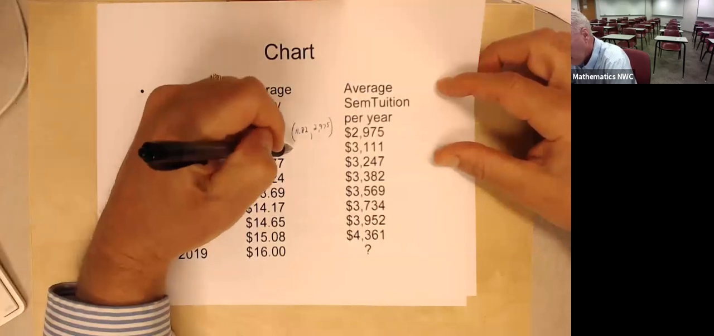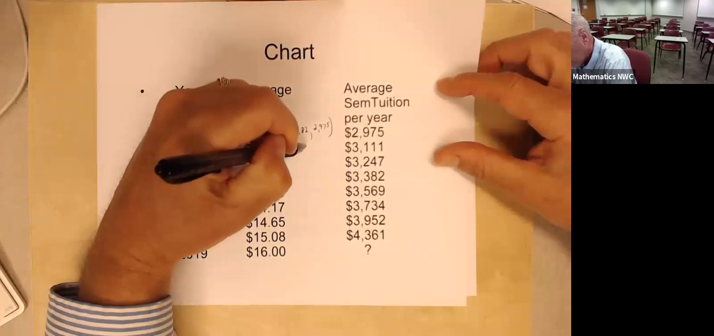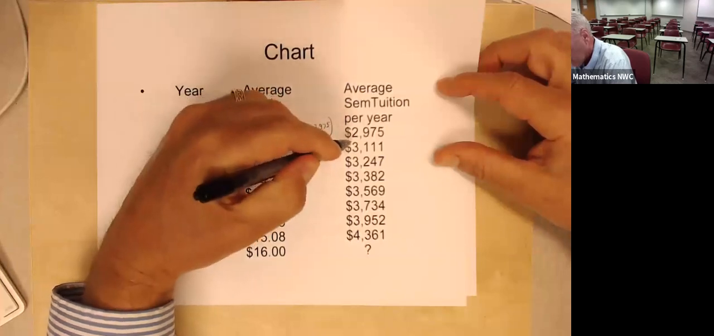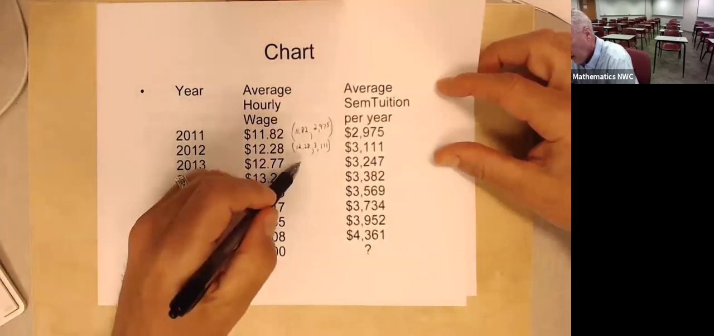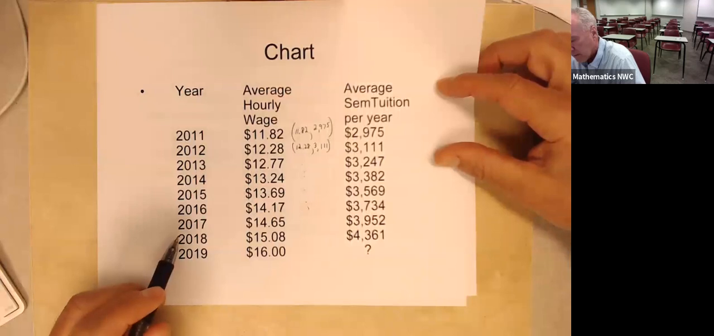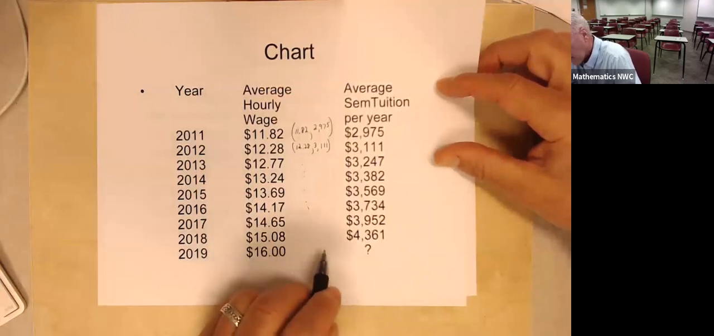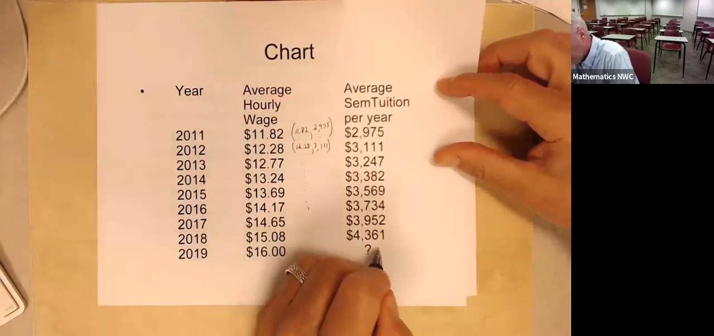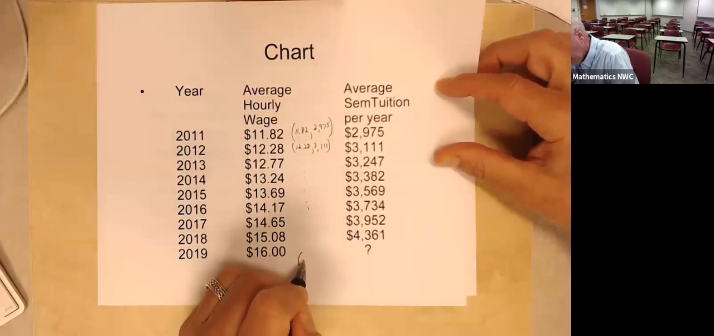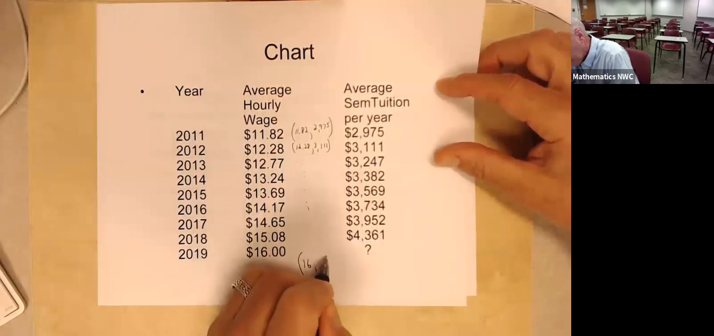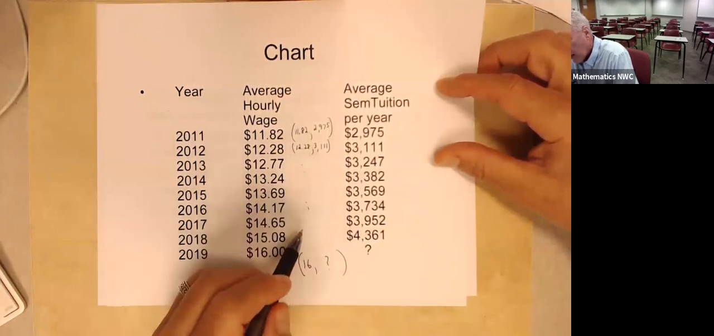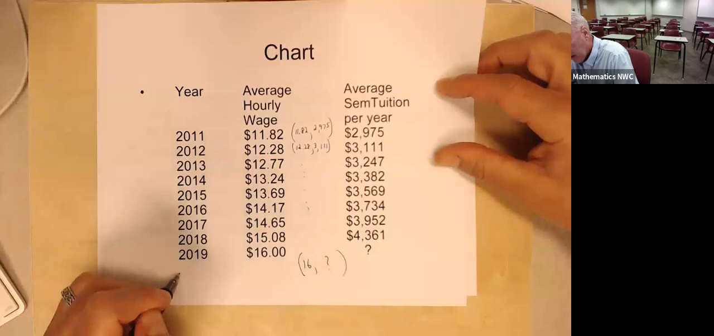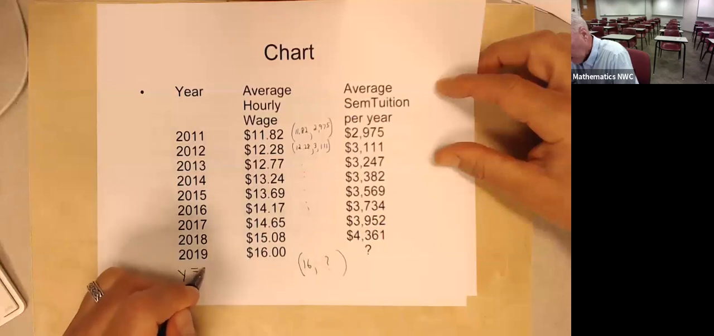The second one, think of it as 12.28, the y coordinate 3,111. And I would do that for all of them. They're asking me to estimate what this would be. In other words, they're saying, if the x is 16, what is the y? I've got to use all of these ordered pairs to come up with the y equals mx plus b.